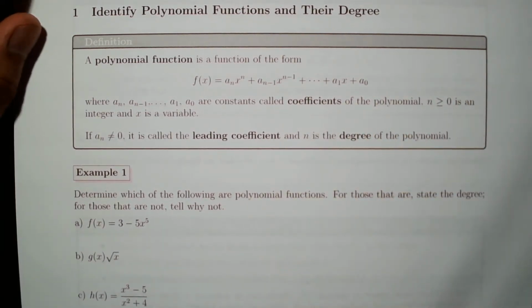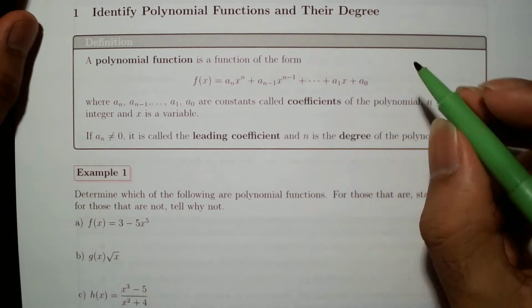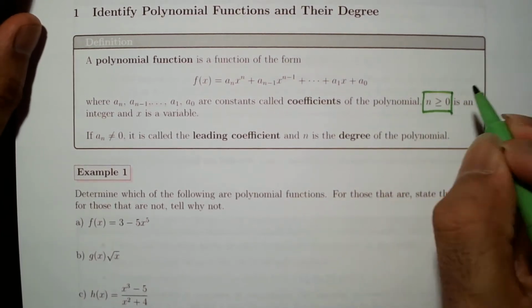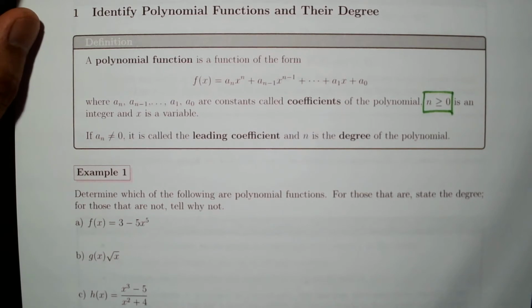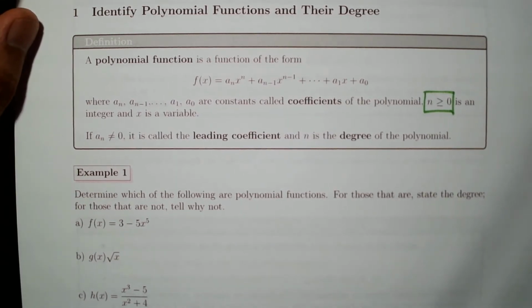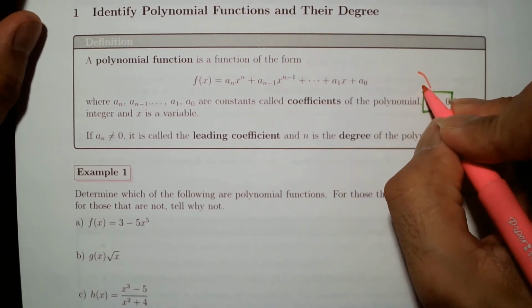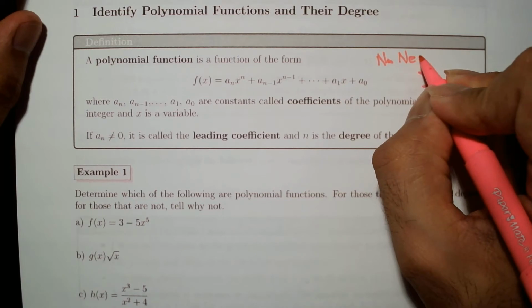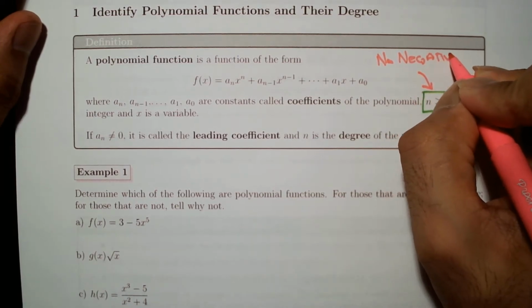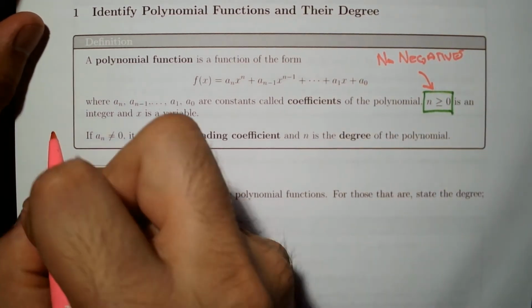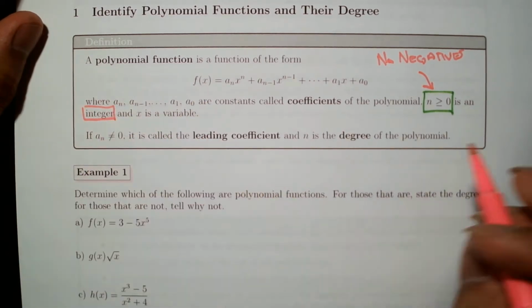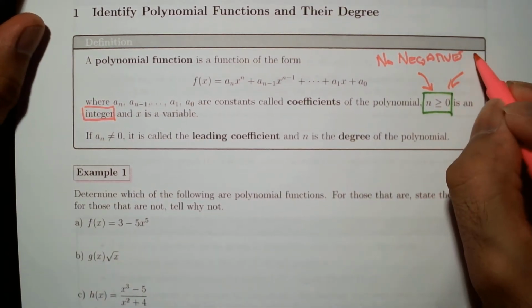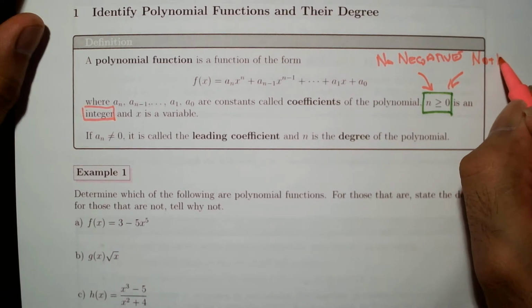And n, it is very important that n is strictly 0 or greater than 0. Note that it means no negatives, and it has to be an integer, therefore also not rationals.